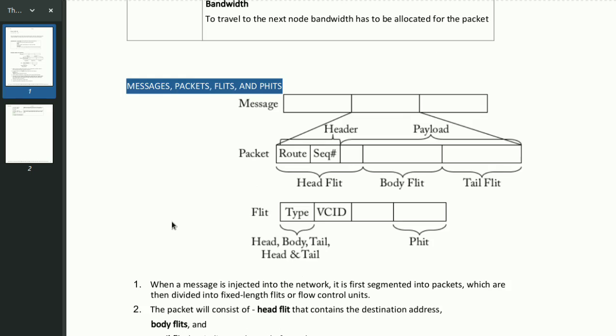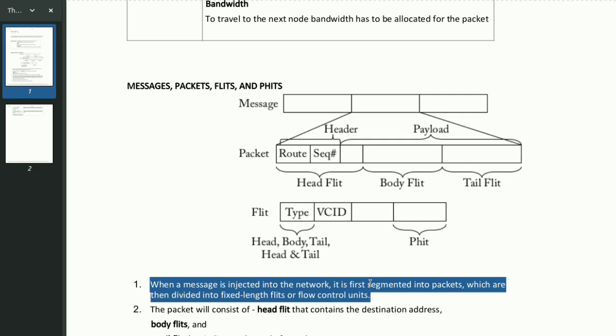What are messages and packets? Let's understand what are flits and fits. So as you can see, a message contains packets, a packet contains flits, and a flit contains fits. So the message is biggest. It contains many packets. Then a packet has head flit, body flit, and tail flit. We will explain it further. Then flit. Sometimes flit and fit are equal. Sometimes a flit contains fits.